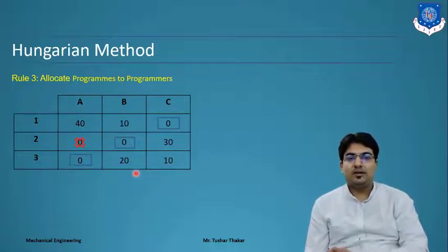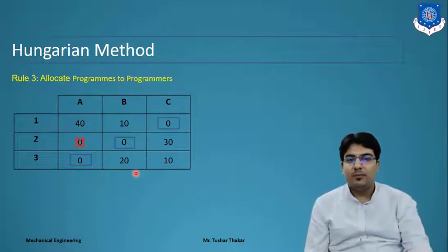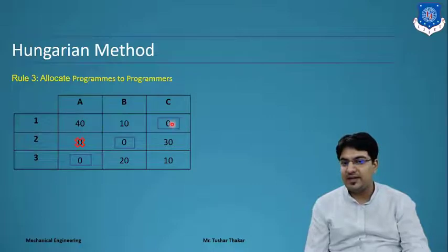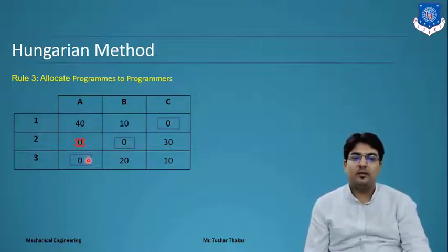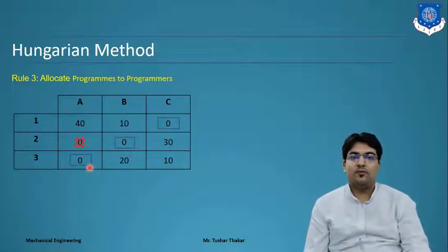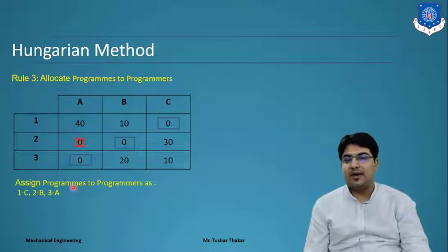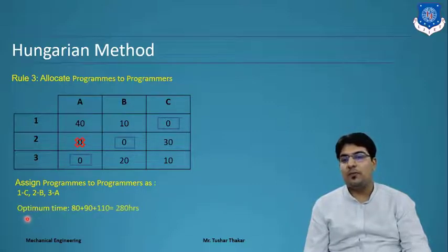So we have 3 programs, and we have assigned 3 different programmers. Program 1 is made by programmer C, program 2 by programmer B, and program 3 developed by programmer A. So what is the time assigned, the programmer sequence? What is the sequence? 1C, 2B and 3A. Now, what is the value of the optimum time to make all programs?